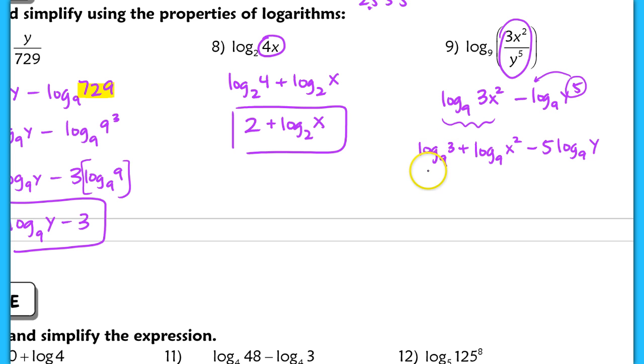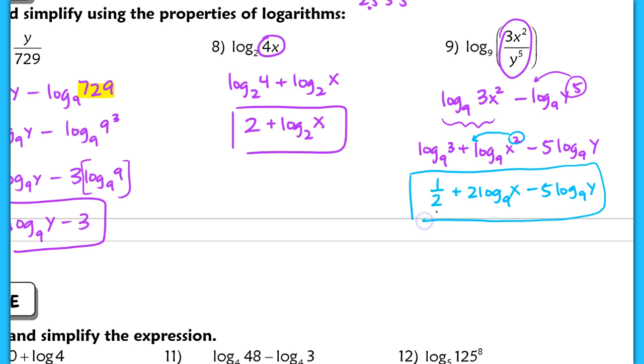Okay, now here, log base 9 of 3, we can evaluate this, since we have just both numbers here. 9 raised to what power equals 3? That would be 1/2. So 9 raised to the 1/2 power is 3, so this evaluates to just 1/2. And then here, I'm going to bring that 2 out in front and write that as 2 times the log base 9 of x. And then this cannot be simplified any further because I have this variable here, so this would be my final expression that has been expanded and then simplified.